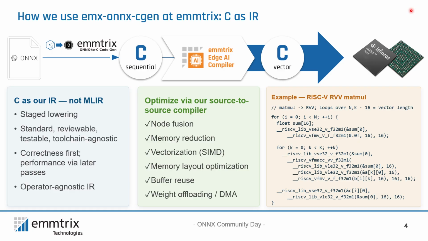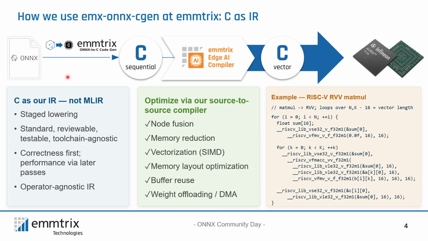So how do we use ONNX-CGen at emmtrix? ONNX-CGen is for us a front end, where we first generate generic C code and then we apply our generic compiler to optimize that C code for embedded target architectures. Here, for instance, an Infineon architecture, where we do a lot of optimization, vectorization, and so on.